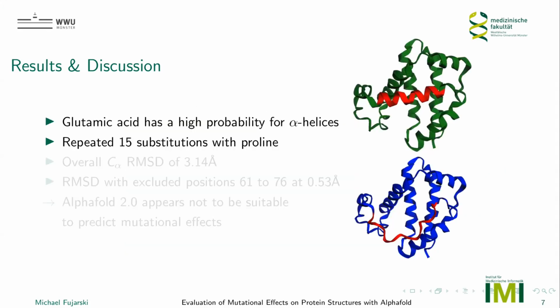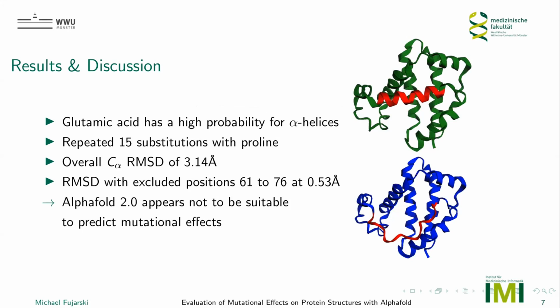But since glutamic acid has a high probability for alpha helices, we also repeated the same substitutions with proline, which is known as an alpha helix breaker. And the overall C-alpha RMSD, as seen in the bottom right figure, is about 3.14 angstrom. So it has a quite large effect on the substituted chain.